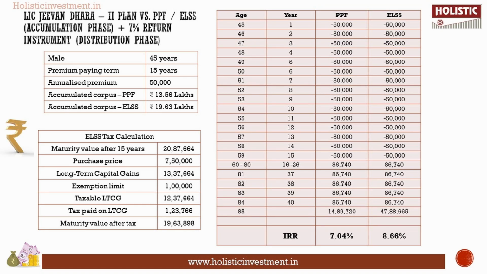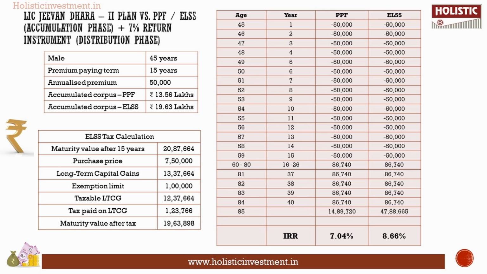To have a better understanding, let us compare LIC Jeevan Dhara 2 with other investment products. Let us assume that you invest the same amount as seen in the previous illustration in an investment of your choice, that is during the accumulation phase. The resultant accumulated corpus can be utilized during the retirement period, that is distribution phase. For the accumulation phase, let us assume two scenarios. In the first 15 years, an annual premium of Rs 50,000 is invested either in a PPF account or ELSS fund. The amount accumulated during the first phase is then invested in a 7% return instrument for annual withdrawal.